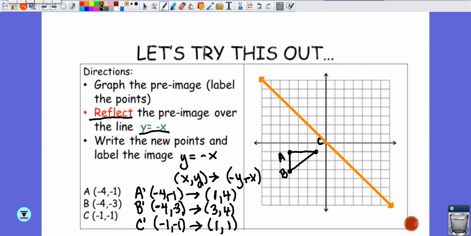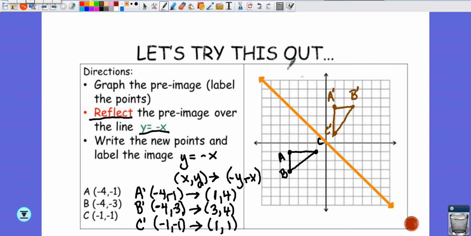So I'm going to go and graph them. So I get 1, 2, 3, 4. That's A prime. And then I go to 3 and 4. 1, 2, 3. 1, 2, 3, 4. That would be my B prime. And then I go to 1 and 1. And that would be my C prime. And there we go.